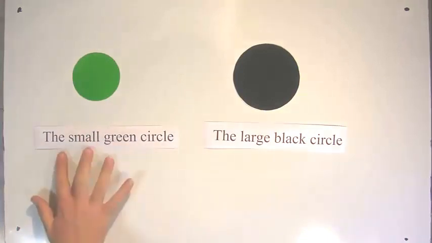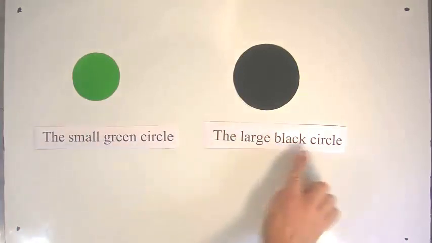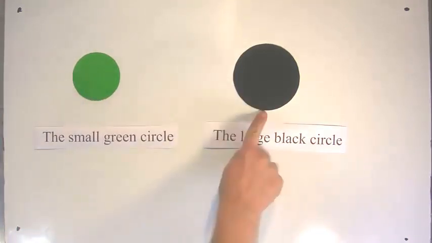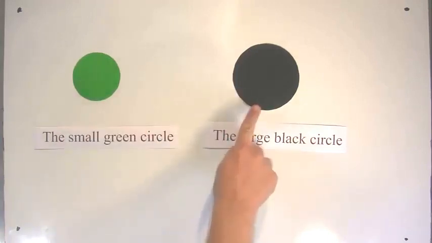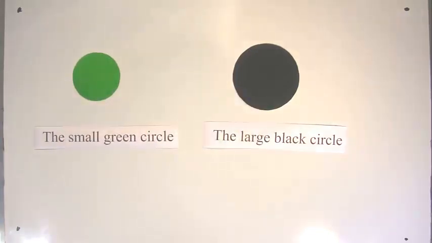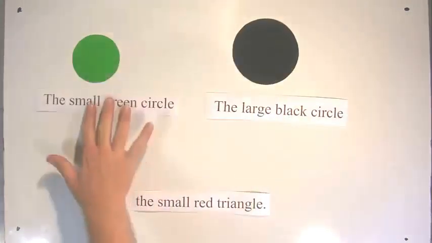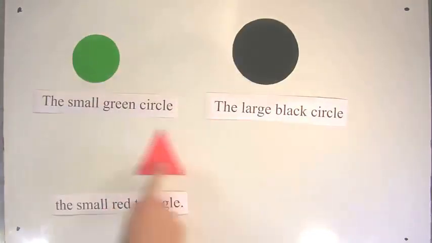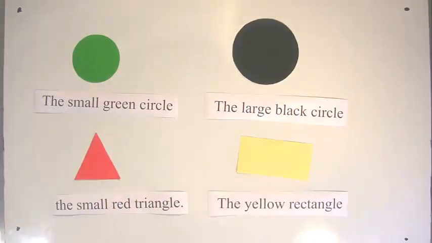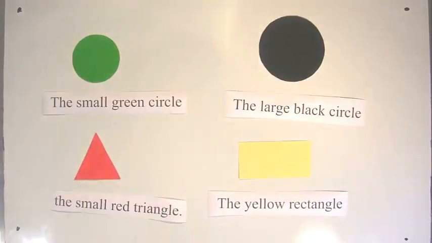This is the small green circle. This is the large black circle. Small, large. Green, black. Okay, let's start again with the small green circle.